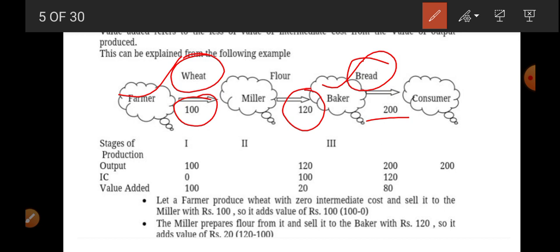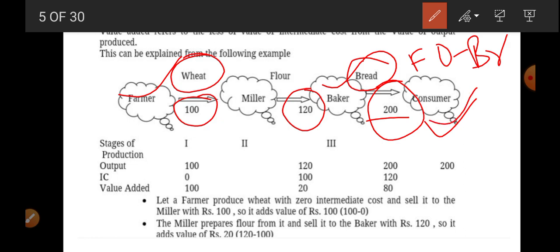So what is the final output? The final output is bread. And what is its price? 200. That is available to the customer. So there is no value addition remaining. So this is your final output, that is bread.